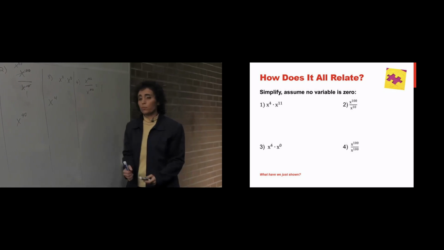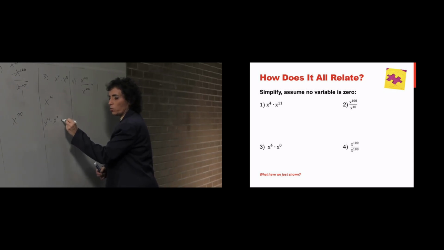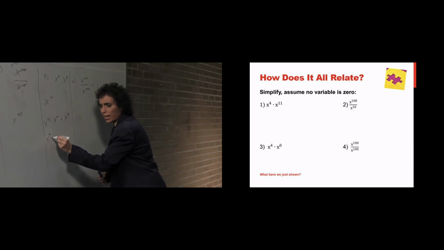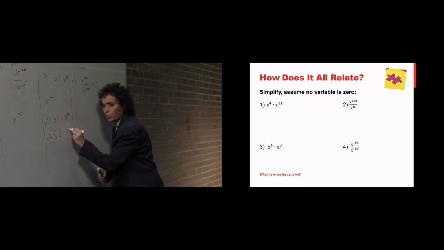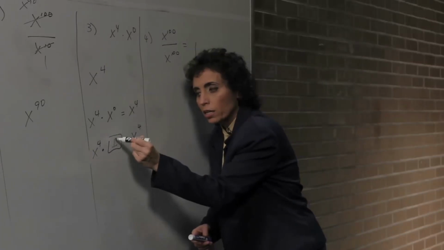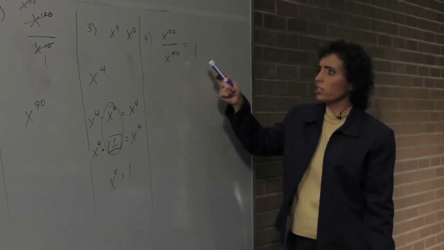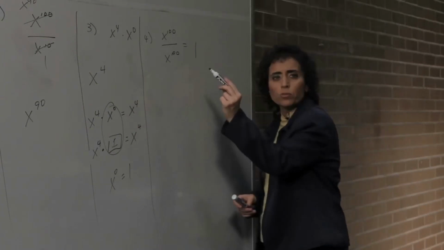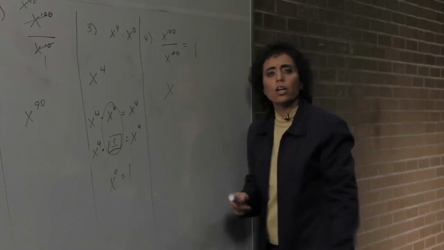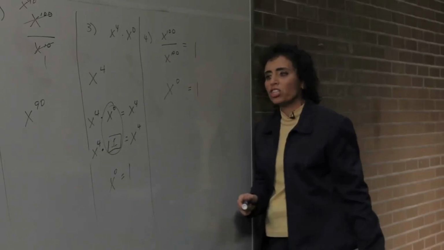Let's talk about these two a little bit. We just said that x to the fourth times x to the 0 equals x to the fourth. Well, let's think about this. What could you multiply x to the fourth by to get you back to x to the fourth? 1. So that is telling me that x to the 0 is 1. Let's take a look at this. If we use the rules of exponents, the rules of exponents says keep the base, subtract the exponents. What's 100 minus 100? It is 0. So again, it's telling me x to the 0 is 1.